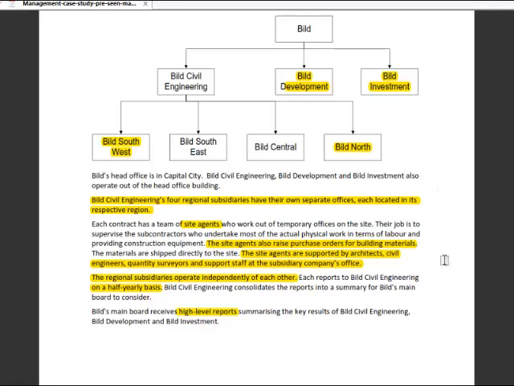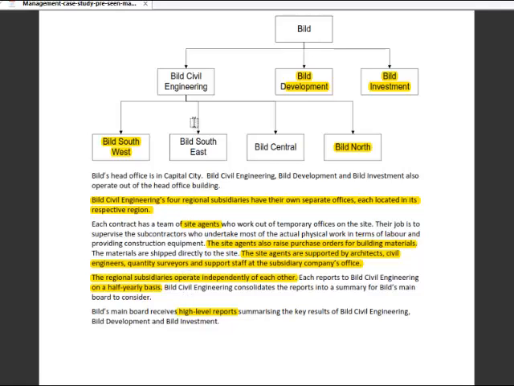Can we centralize it? The regional subsidiaries operate independently of each other, so there's obviously a management team in each of these subsidiaries. Each reports to Civil Engineering on a half-yearly basis. Well, that surely is too long. Only to get a report every half year would seem to me to be very, very insufficient.